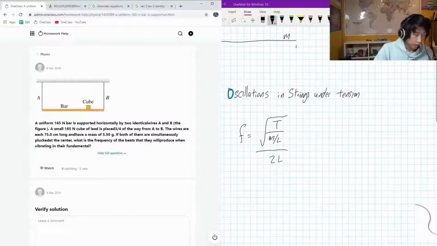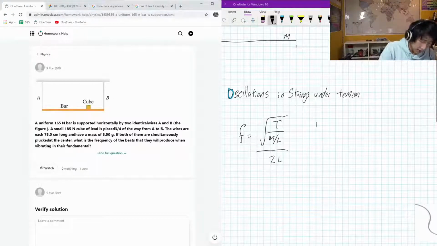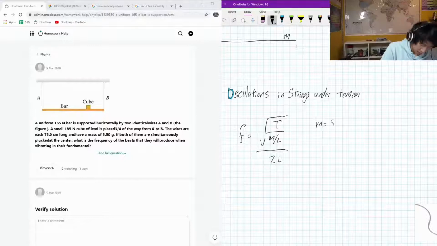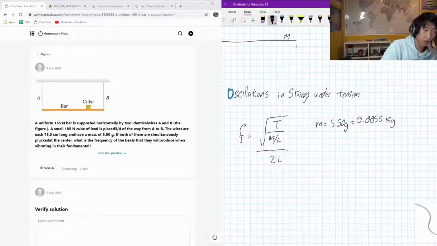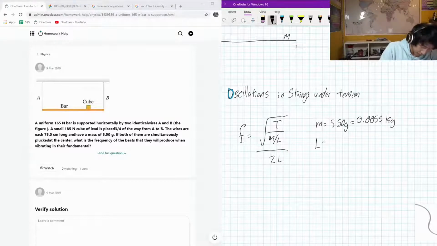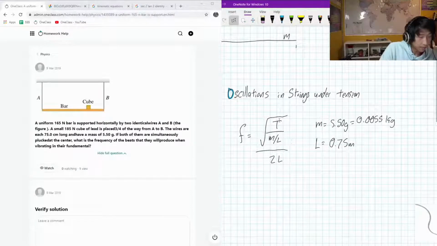Okay, so let's just identify what we had from the question. Our mass is the mass of the string or the wire, so it's 5.50 grams, and that is equal to 0.0055 kilograms. All right, it's better to work in kilograms. Base SI, that's the way to go. Our length of those wires are 75 centimeters, also known as 0.75 meters. And yeah, now we just need the tension.